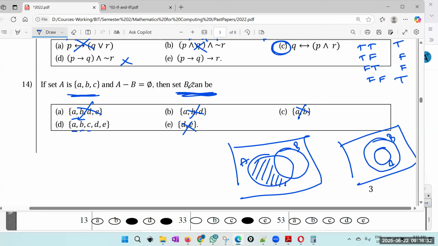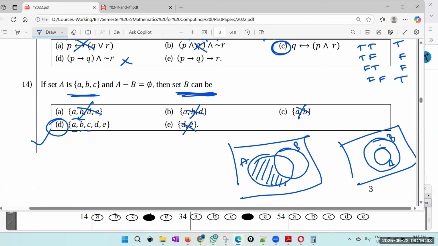Here a, b, c is there. Yes, possible B, and anything else can be there because B can have additional things. So this is a possibility. This is a possibility. So the answer is D.